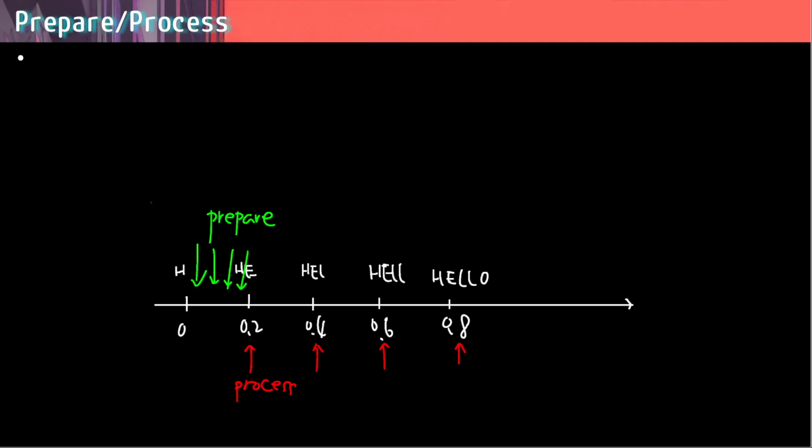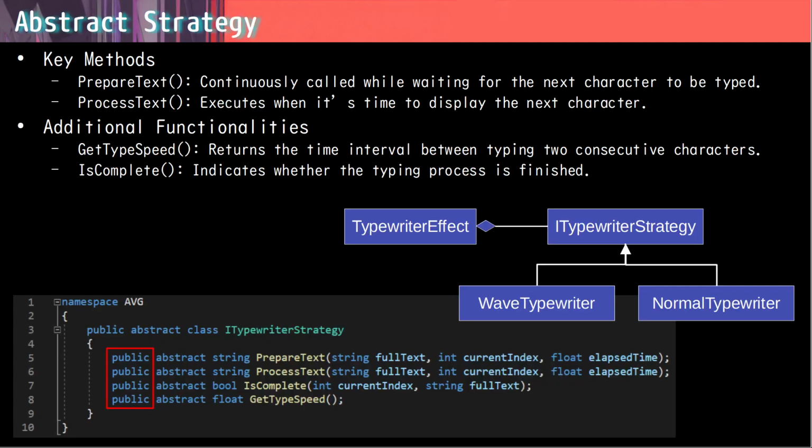Okay, is complete is the check method. If somebody wants to know whether the typewriting is complete or not right now, you just need to call this method. This method will return a boolean value which indicates whether or not the typewriter is working. Okay, so this is the is complete.